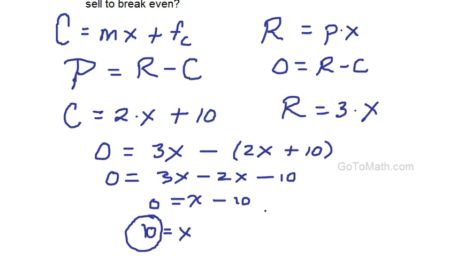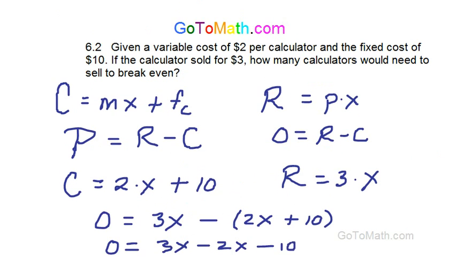Right, and of course you can plug this directly into here, and let's just do that. What do we get? That's 20, 30, right? Plug 10 in, you get 30. 30 minus 30 is 0.